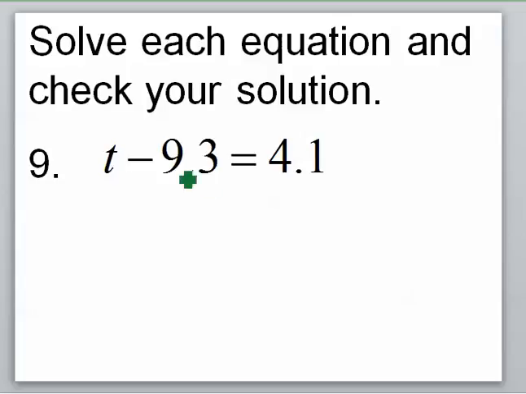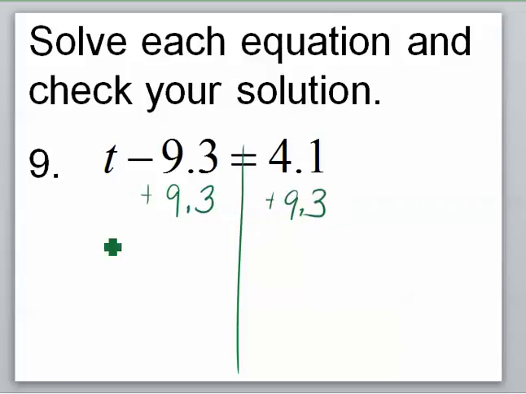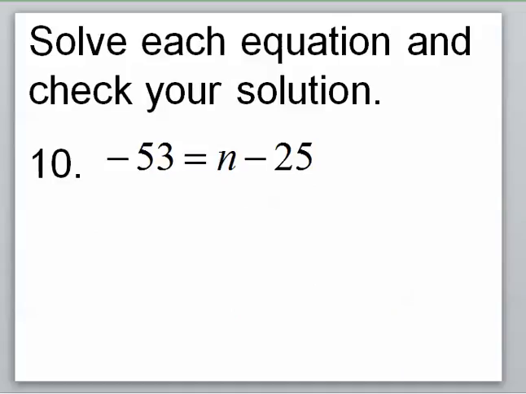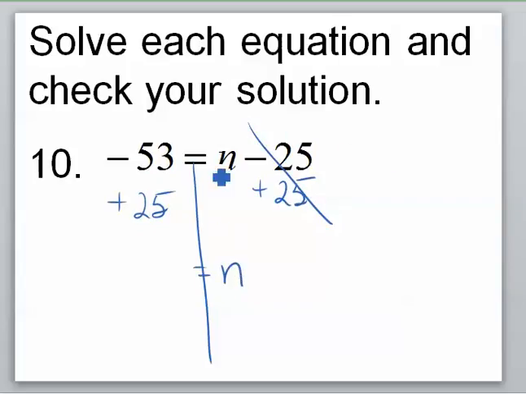Next problem, I am trying to get rid of a negative 9.3, so I will put a positive 9.3 on both sides. So that means I created 0, and I have t by itself. I have the solution of 13.4. In my next problem, I'm working on the right-hand side because that's where my variable is. I will add 25 to both sides because that's what creates the 0, and I get n is equal to, I owe somebody $53, I have 25, but I'm still going to end up owing them another 28.